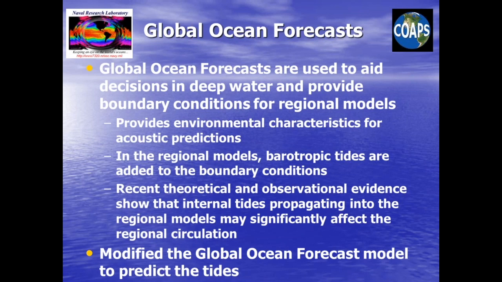And so the decision was made to say, could we in fact put tides directly into the global model and make a forecast of the tides as well as the ocean circulation? And Brian did that in this model. And so now we actually have in principle a model where eventually we'll be able to predict not only the ocean circulation but the tides.